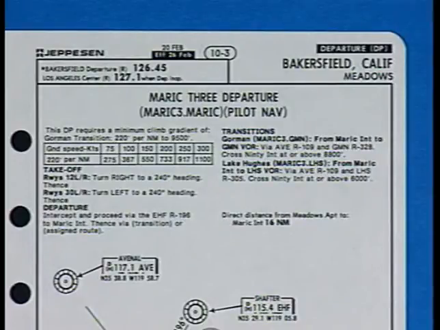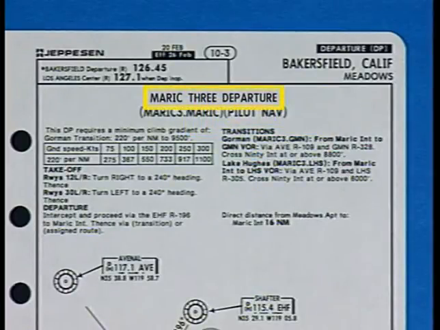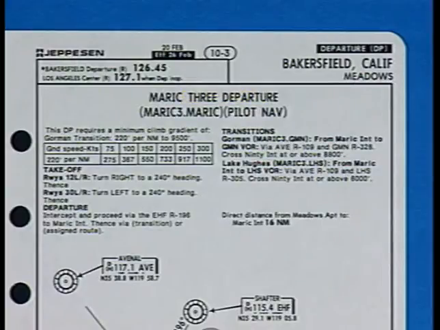Since this is a pilot nav DP, it is noted near the name of the procedure. The name of this chart is the Merrick 3 departure, which serves the Meadows Airport at Bakersfield, California.